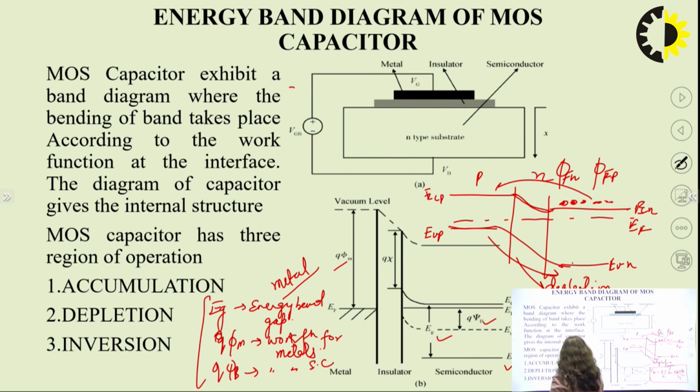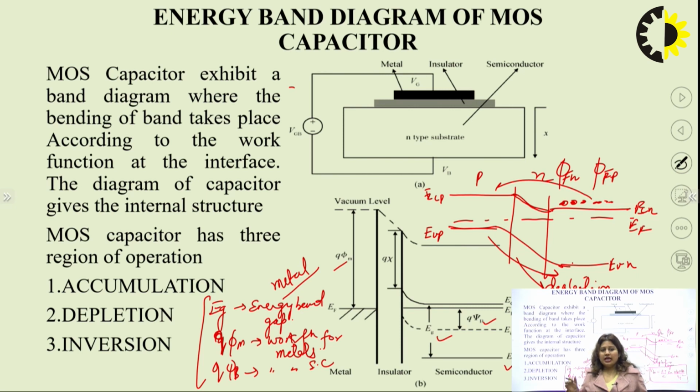So we have different work functions for the metal and semiconductor and the energy band gap, and in this way we can see the band bending between the metal and the semiconductor. In between, as in the case of the PN junction, we have a depletion layer or the barrier potential. We have an insulator here, which has a work function of around q psi. The MOS capacitor exhibits a band diagram where the band bending takes place according to the work function at the interface. So the diagram of the capacitor gives the internal structure here.